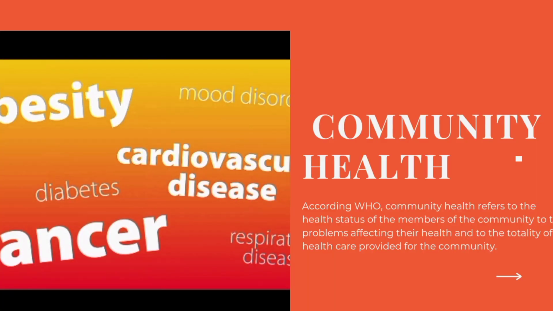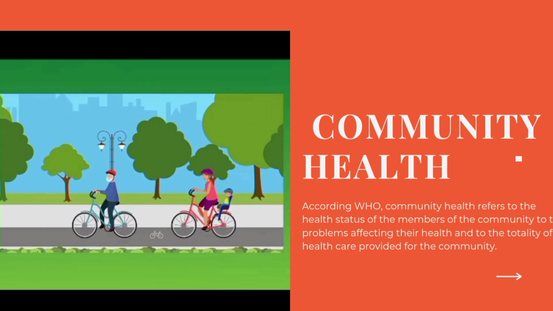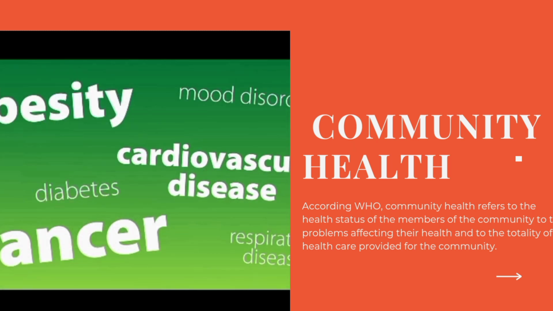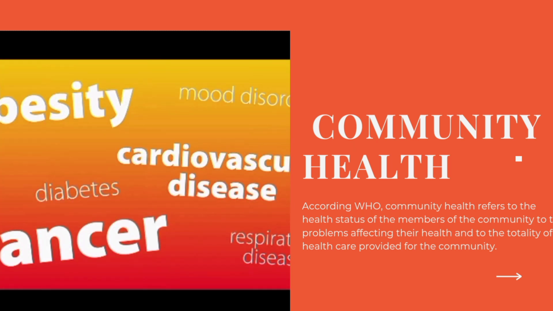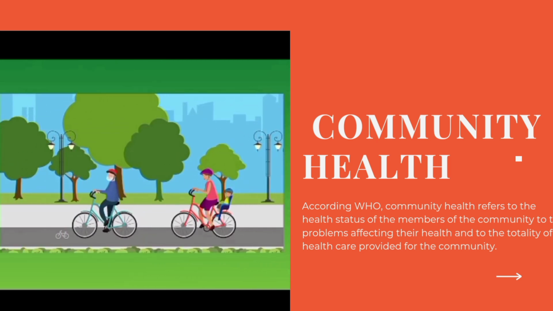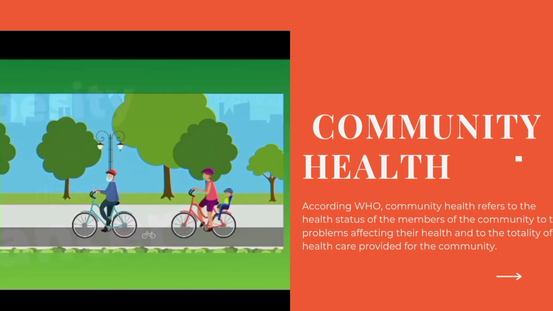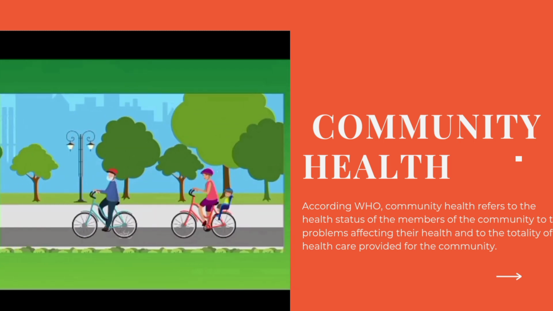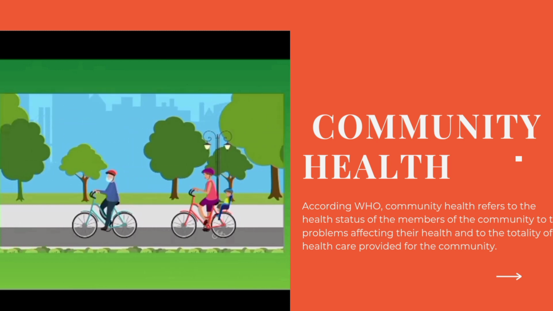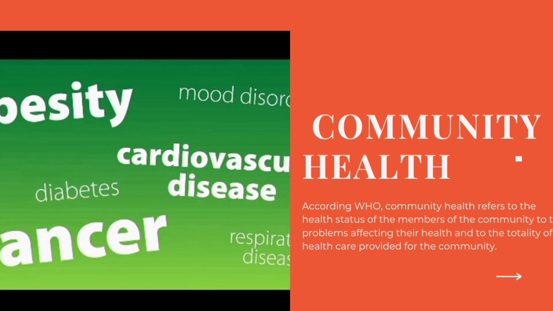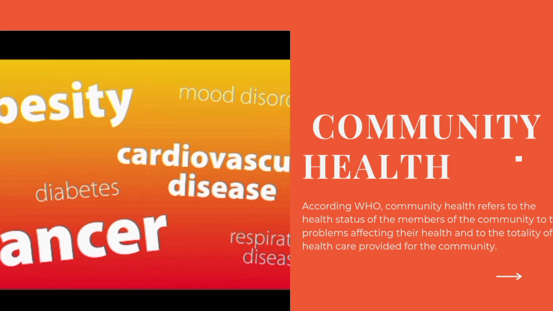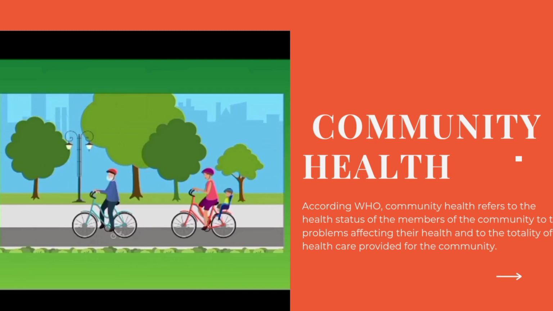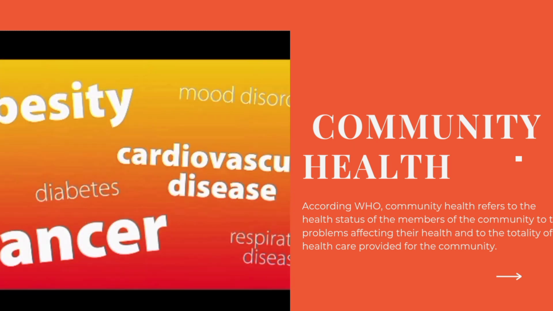Okay, now moving on to community health. We know that in our community, people are faced with different conditions, including cardiovascular diseases, diabetes, and cancers. So all of these diseases will help us to understand community health. According to WHO, community health refers to the health status of the members of the community, the problems that they are facing to their health, and the totality of the health care that is provided to the community. So different communities have different capability in taking care of the needs and the health of the individuals within their community.